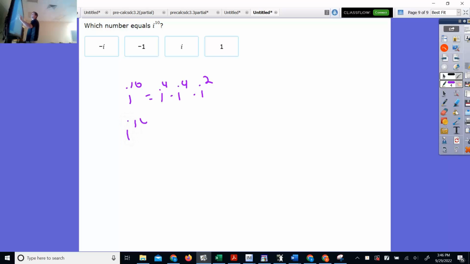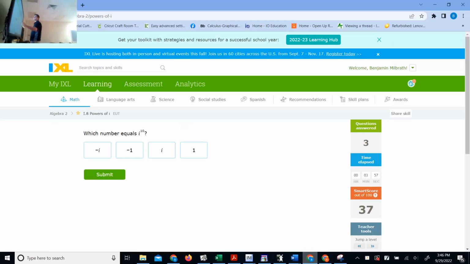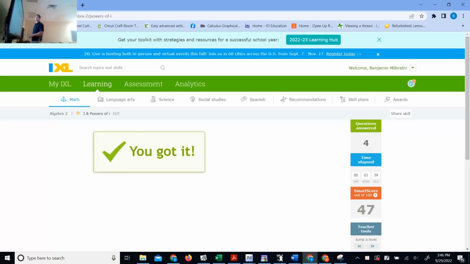So I to the 10th is going to be a 1, because I to the 4th is 1 times a 1. Times I squared, which is negative 1. This ends up being negative 1. When everything's said and done, it's negative 1. All right? So I'll do that one. The next one, hopefully, I'll get to show you the shortcut on. But this guy is going to be negative 1. Next one should be a little more interesting. If not, worry about it when we get there.